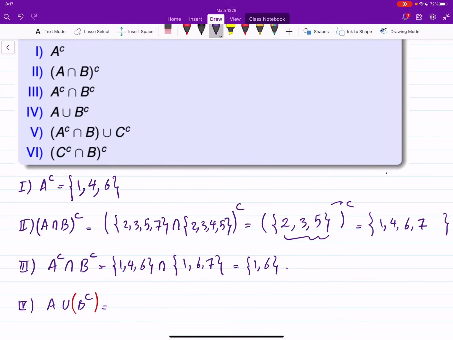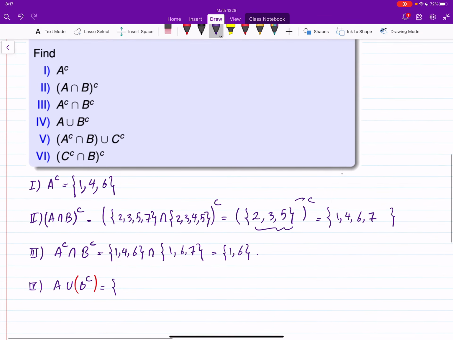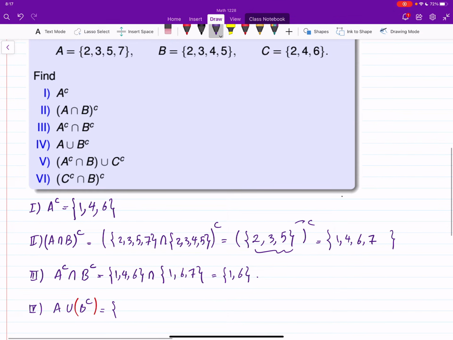So let's just see, what is A? A is up there. So let me just focus a little bit. 2, 3, 5, and 7. And I want to find the union of that not with B, but with its complement. So here, the complement of B, we already actually found in the example. So 1, 6, and 7.